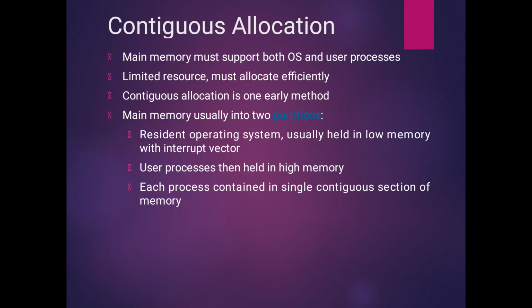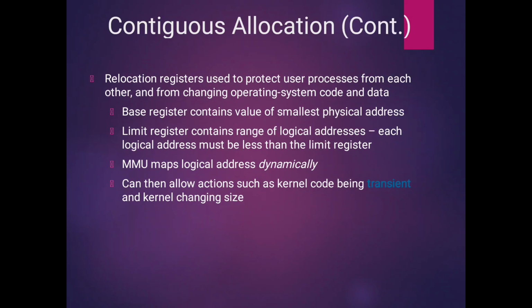The main memory is usually divided into two partitions. The resident operating system is usually held in low memory with the interrupt vector. The user processes are then held in high memory. So the interrupt vectors are available in the low memory, and the user processes are in the high memory. Each process is contained in a single contiguous section of memory. Relocation registers are used to protect user processes from each other and from changing operating system code and data.